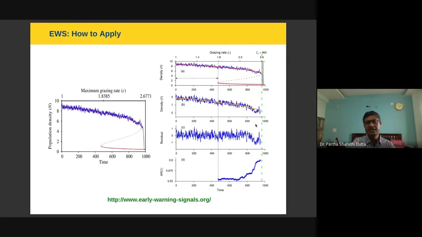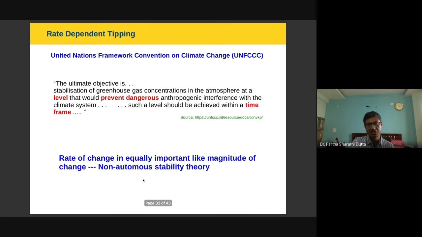Now, I said again how to apply. So this is the same thing, and there is this website available, earlywarningsignals.org, where a very nice package is available. One can apply that package and calculate these early warning signals. So this was the part where there was always a bifurcation present in the system.